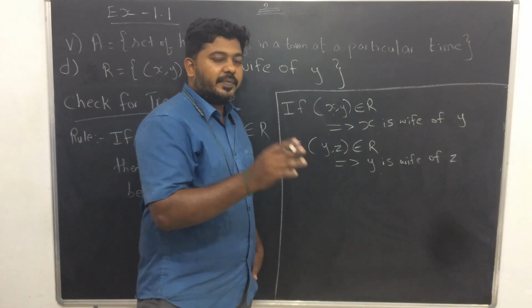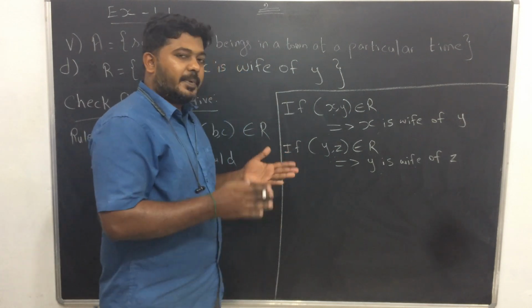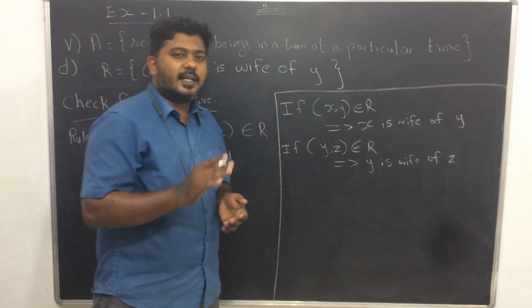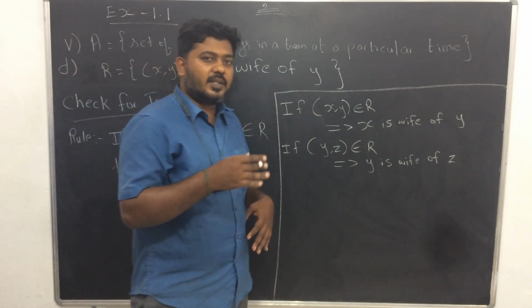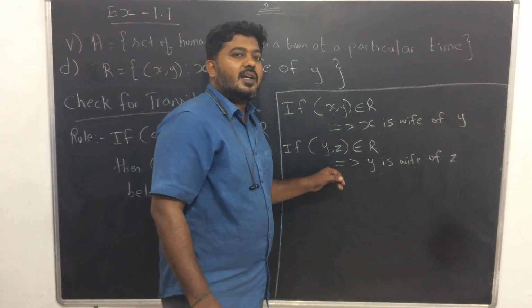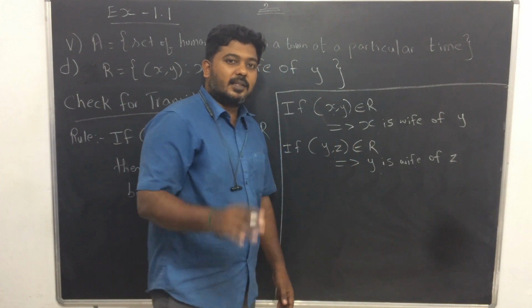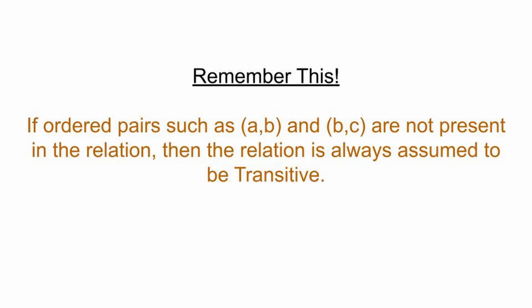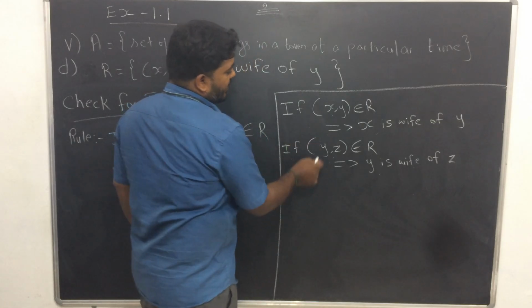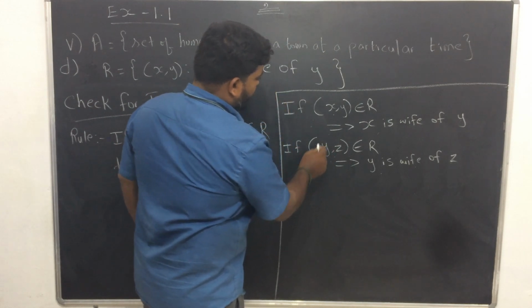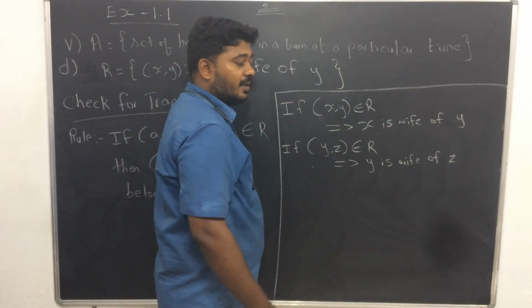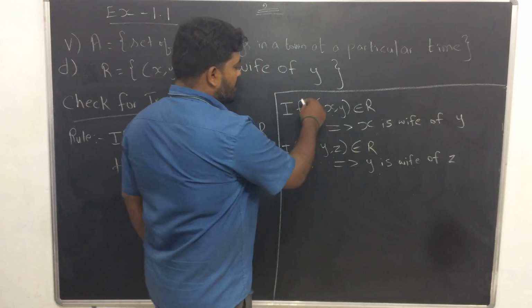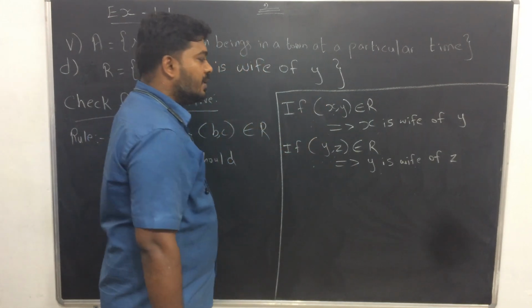We know the general rule, right? If ordered pairs (a, b) and (b, c) are not there in the relation together, then that relation is assumed to be transitive. That is the general basic rule which you must remember. Here we are looking at a similar case only. (a, b) is there, but (b, c) is not there, right? It is not possible. So since these two are not there together, we will assume this relation to be transitive.